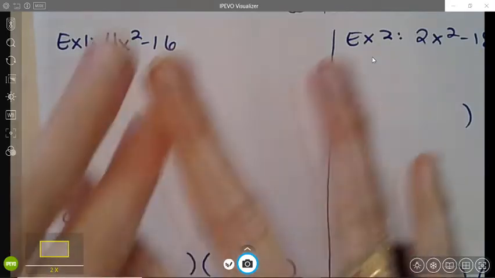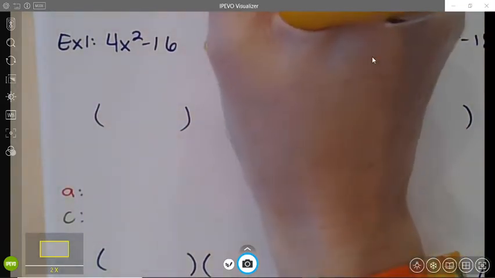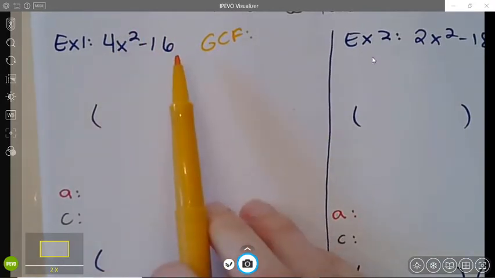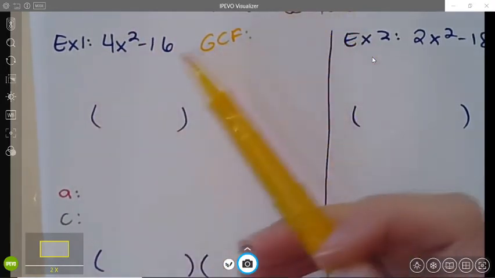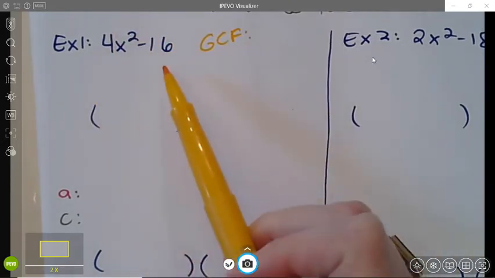Do you guys spot any GCFs in the problem? Well, let's take a look at the numbers first. So I'm going to label our GCF real quickly. Okay, is there a number that will divide into 4 and 16? Well, there's actually several numbers. What is the largest number that will divide into 4 and 16?